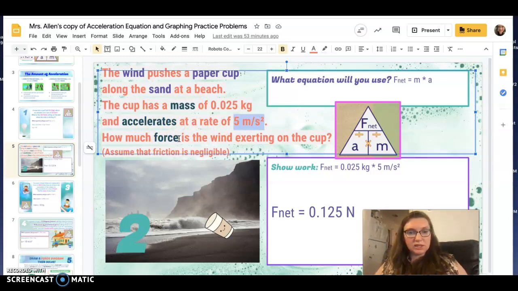So easy peasy, we need to know force, and I see our mass right here and our acceleration right there. So F net equals the mass times the acceleration. Like if you can imagine this as 1/4, 1/4 times 5 is going to be 1.25. So 125 right there, newtons, 0.125.